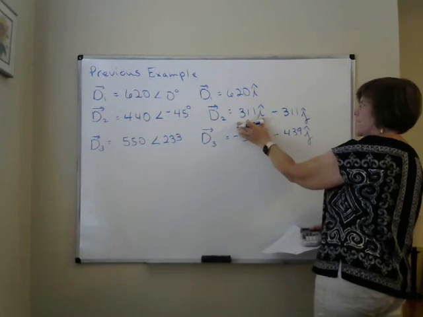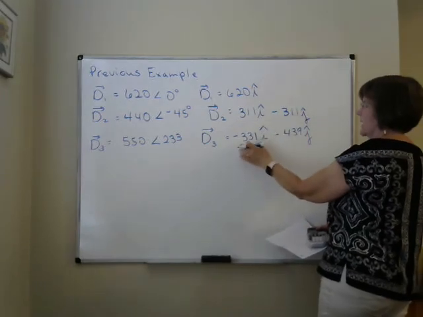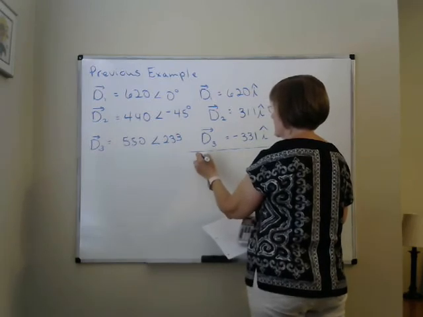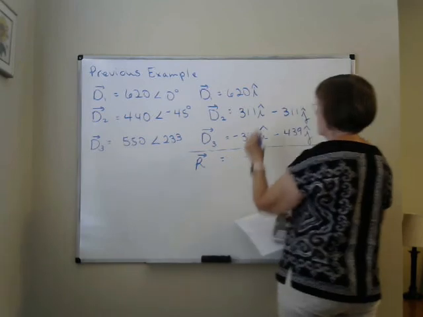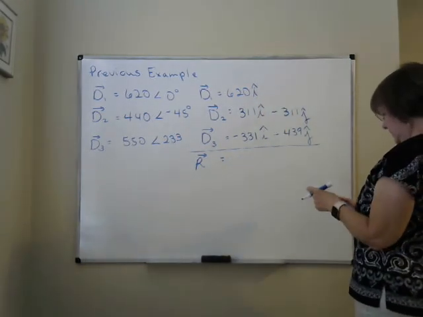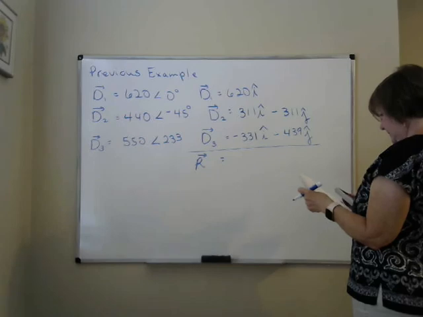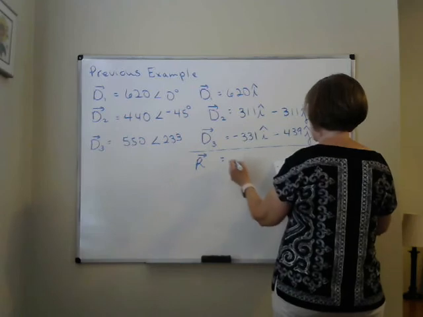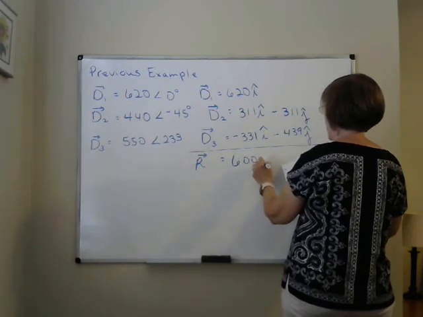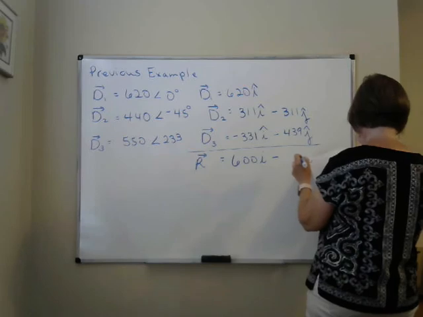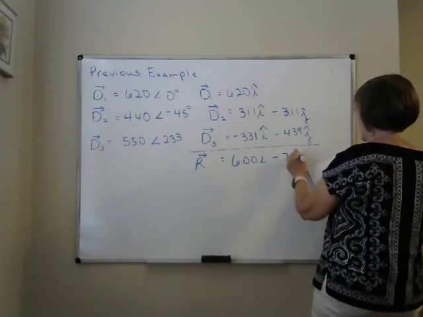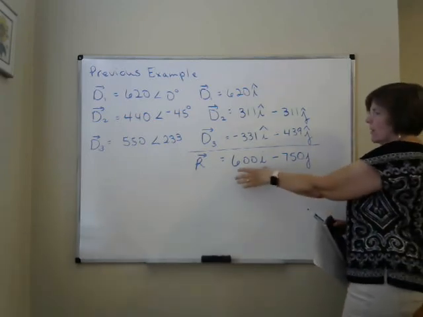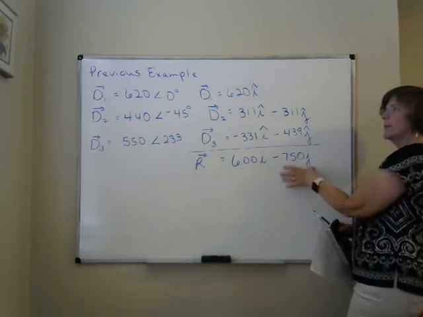This vector pointed this much in the x direction, this much in the y direction. To get a resultant using unit vectors, sometimes called rectangular form, is really easy. We add that up. If we add this up, we end up getting 600 I minus 750 J. You'll recall that was our Rx, this was our Ry in the previous example.